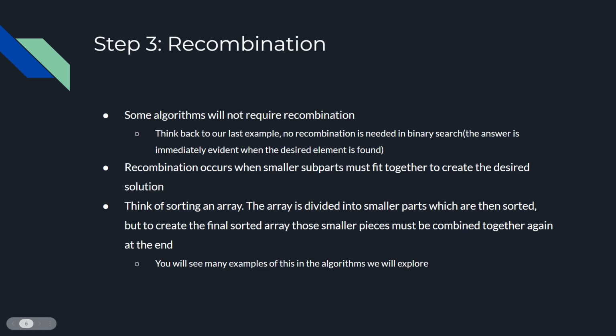The final step is recombination. Now, some algorithms don't actually require recombination. For example, if you're in binary search and you find the index of your desired value, you immediately have your answer, and you have no need to further recombine your solutions back into a full solution. However, if you're trying to do something like sort an array, you will need to recombine these smaller subparts. So, one example is if you sort smaller parts of an array and then must recombine them into a final array that is completely sorted. That's an example of recombination, and you'll see this in many of the algorithms that we'll talk about.